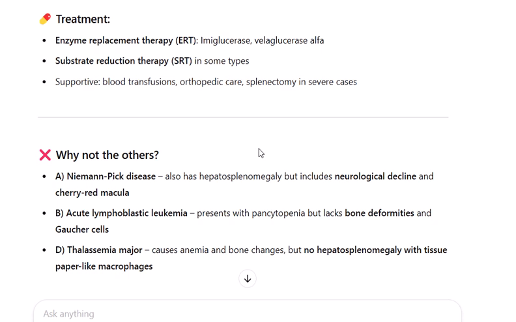A. Niemann-Pick disease also has hepatosplenomegaly but includes neurological decline and cherry red macula. B. Acute lymphoblastic leukemia presents with pancytopenia but lacks bone deformities and Gaucher cells. D. Thalassemia major causes anemia and bone changes, but no hepatosplenomegaly with tissue paper-like macrophages.